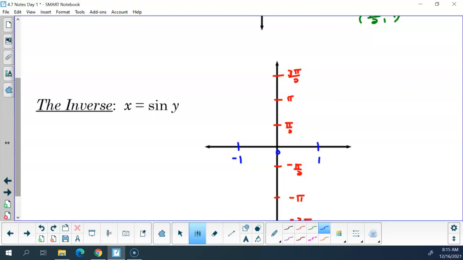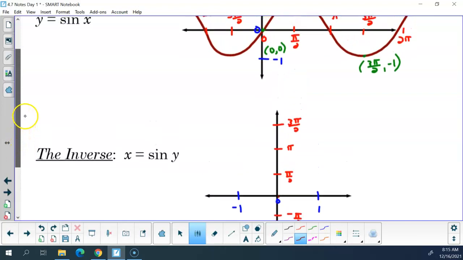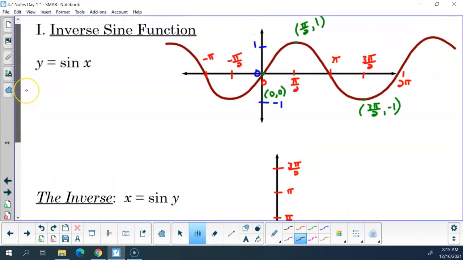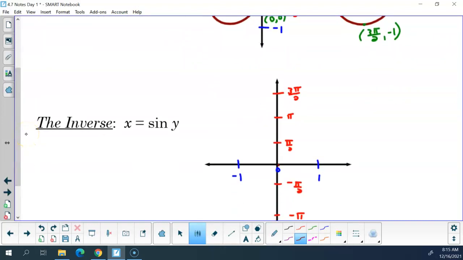So we went through the point 0, comma 0, on our sine curve. That means we're going to go through the point 0, comma 0, because if you flip 0, we still get 0. Then what was our next one? Then our next one was pi over 2, comma 1. So that point is going to become 1, comma pi over 2. So I'm going to go to there.